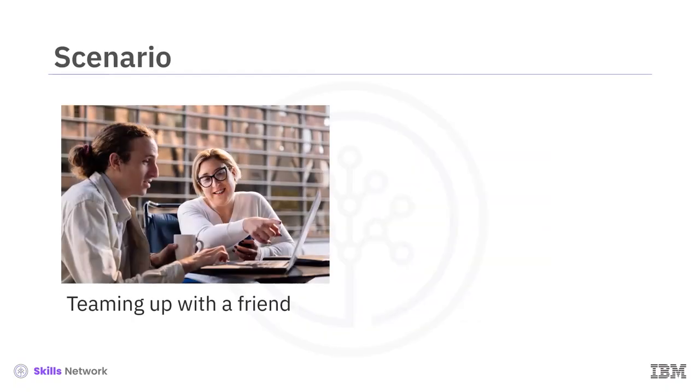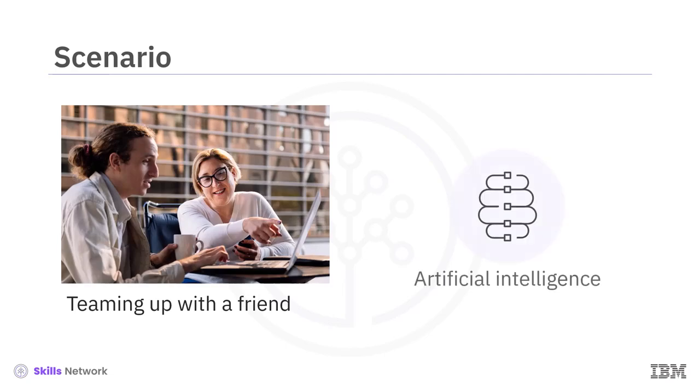Imagine you have a friend who teams up with you on a project, helping you write code faster and better by providing hints and suggestions. That would be awesome, right? GitHub Copilot is designed to do exactly this, using the power of artificial intelligence, or AI.